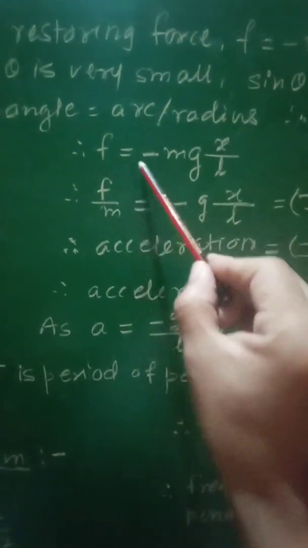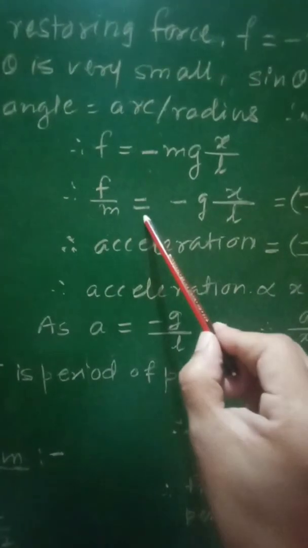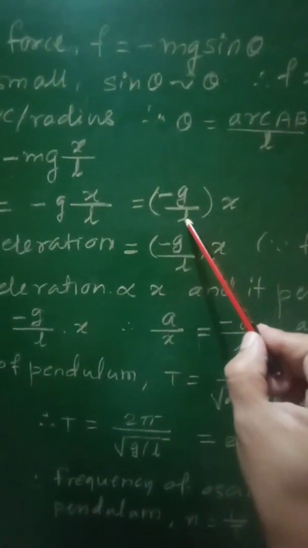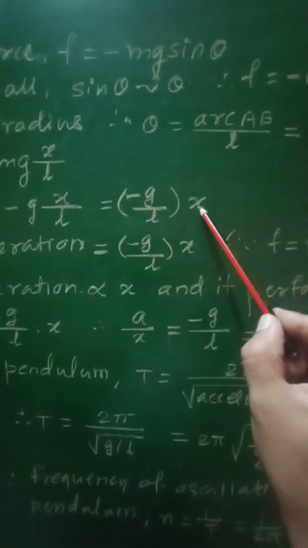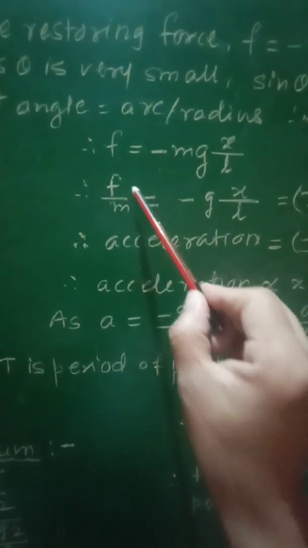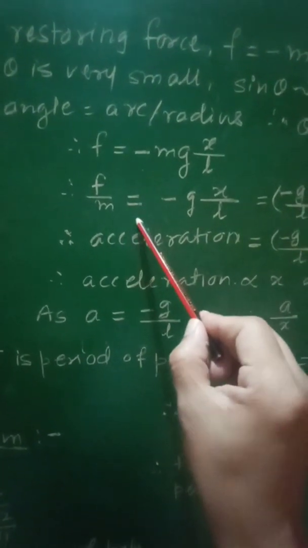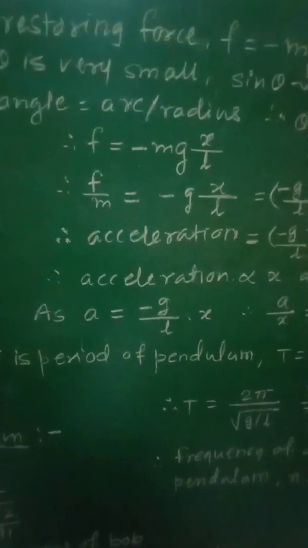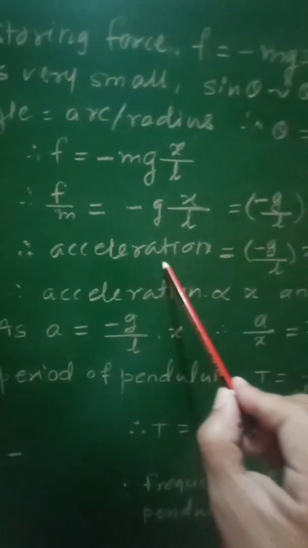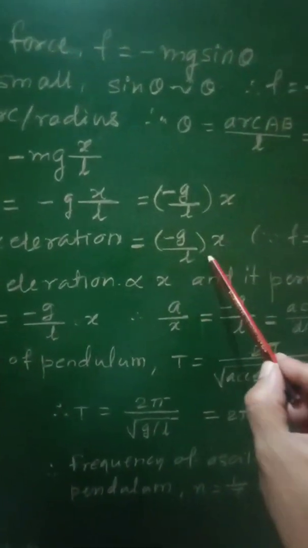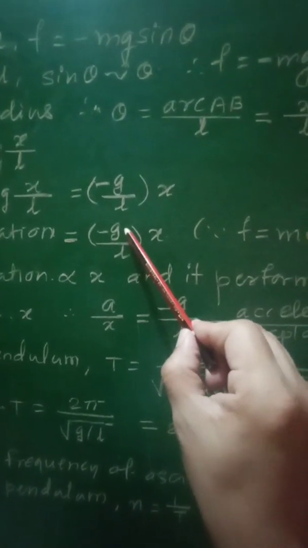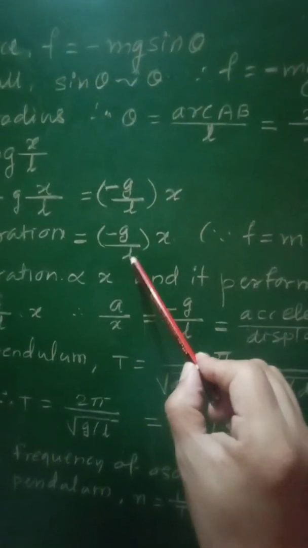Therefore, we can write F upon m will be equal to minus g x by L. Rearranging the terms, we can write it as minus g by L into x. Now, according to Newton's second law of motion, F upon m will represent acceleration, because F is equal to ma and therefore a is equal to F by m, so that acceleration will be equal to minus g by L into x.